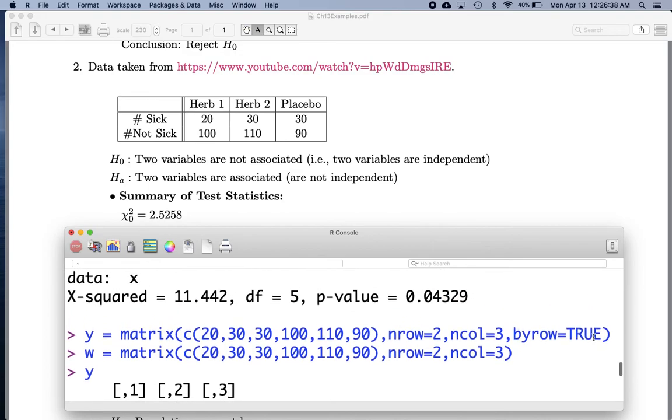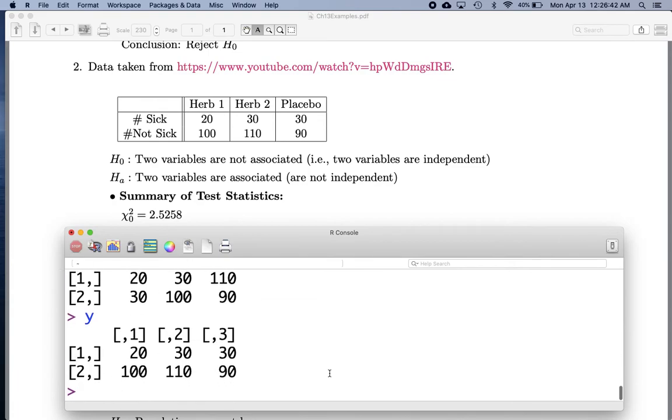So always be sure to put in this command by row equals true. I always like to print each of my matrices that I put in, just so that I can be certain that I've input everything correctly. It also makes it look a little bit nicer visually. And once you have your matrix, that's all you need for the test.